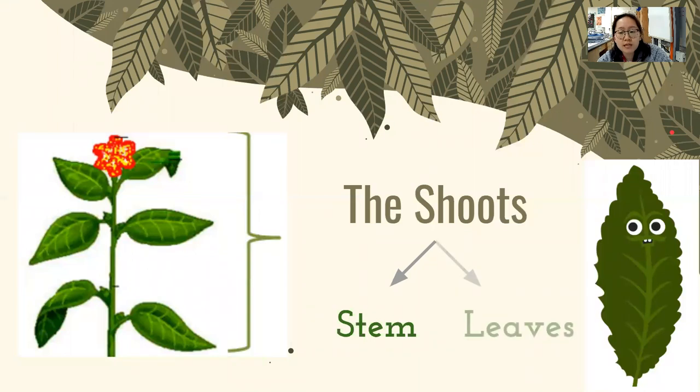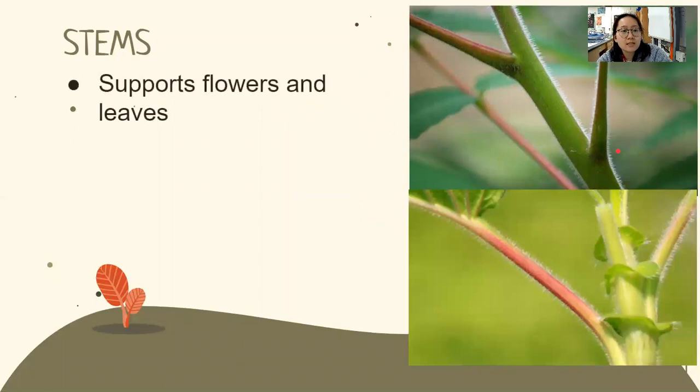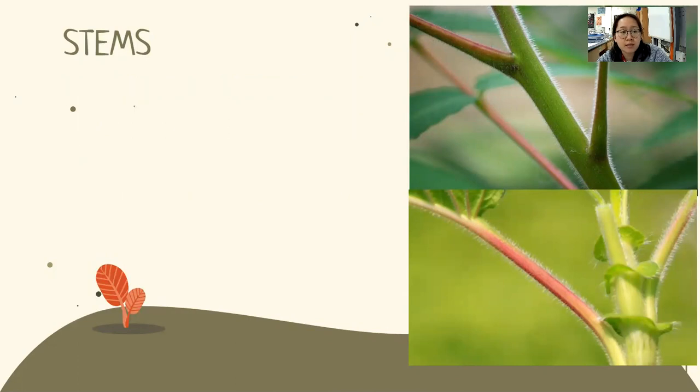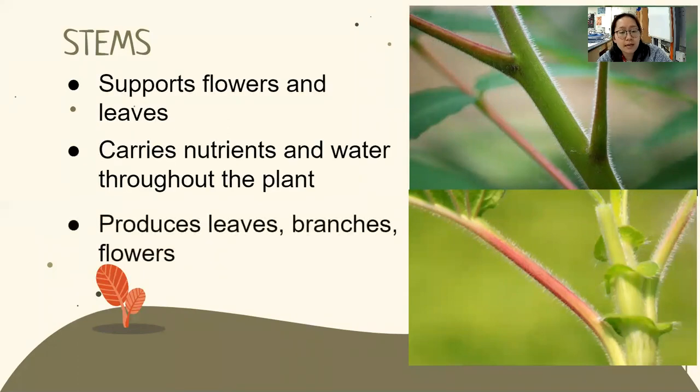So the shoots involve the stem and leaves. And stems are mainly for supporting flowers and leaves as the plant is growing. They also help carry nutrients and water throughout the entire plant. And they produce leaves, branches, and flowers.